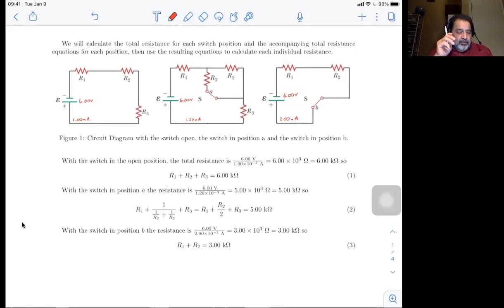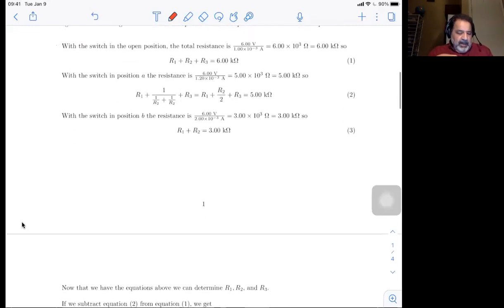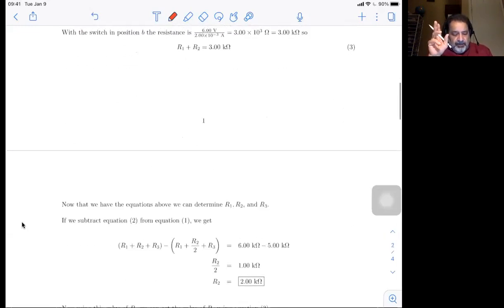Now with the switch in position B, the resistance is much simplified. It's 6 volts divided by 2 times 10 to the minus 3 amps, and we end up with 3 kilo ohms. And the equation is very simple. R1 plus R2 equals 3 kilo ohms. Okay, now that we have those 3 equations, we can determine R1, R2, and R3.